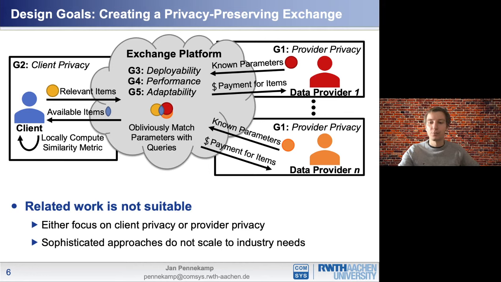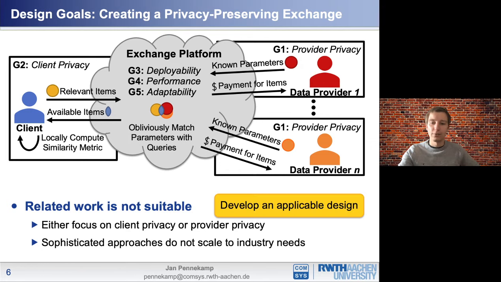Unfortunately, related work is not suitable to be used here. Existing solutions either focus on client privacy or provider privacy, and most of these approaches do not scale to industry needs. Therefore, we developed an applicable design ourselves, which I'm going to present in the following.